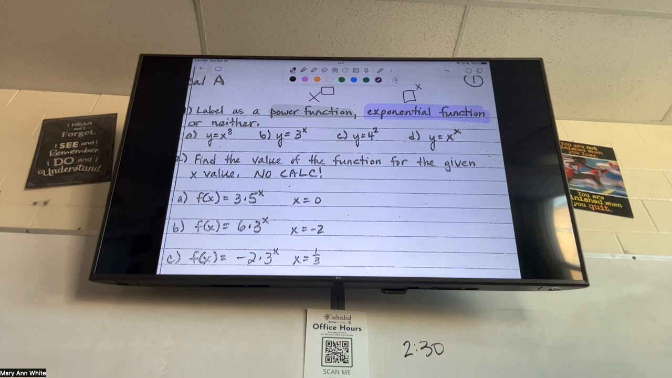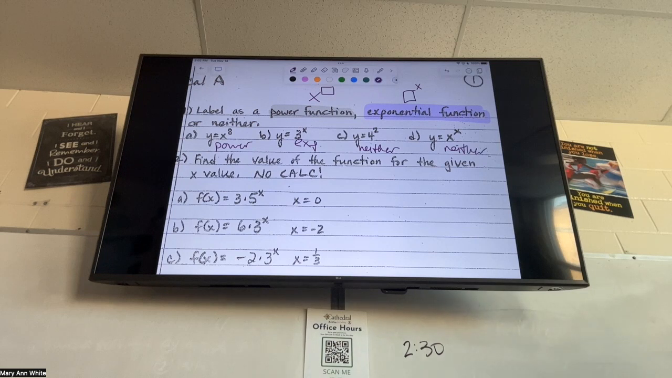So the first one, y equals x to the 8th. What do we think that is? Power, very good. What about letter B, y equals 3 to the x? Exponential, very good. I'm just going to abbreviate exp. What about y equals 4 squared? I'm going to say neither. I don't see x anywhere. And for the next one, it's y equals x raised to the x. I'm going to say neither because it's in both spots and both isn't an option. So we'll say neither. So that's something different.